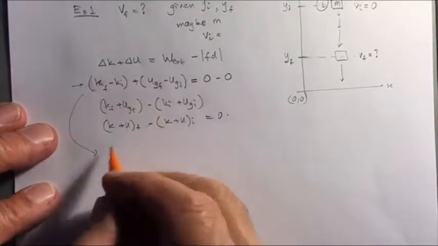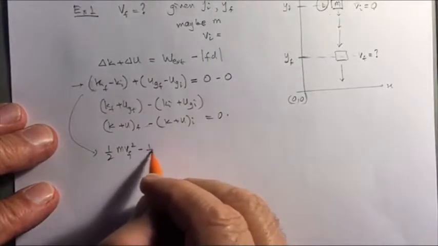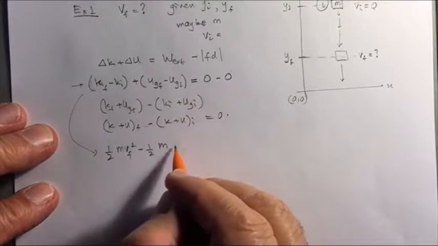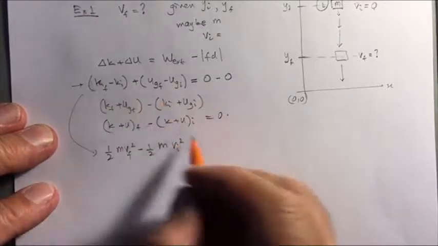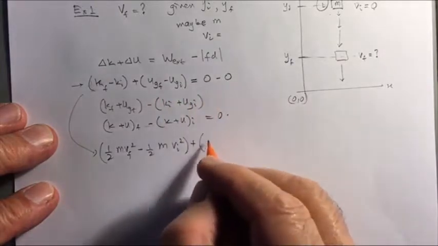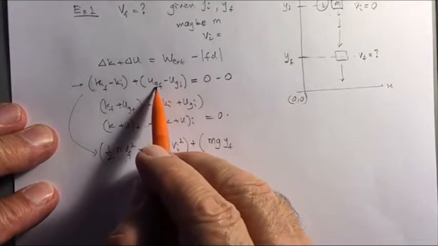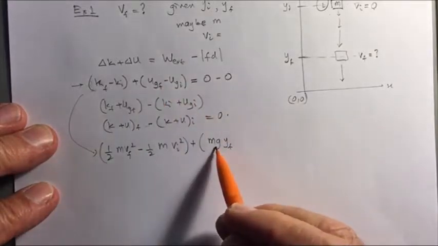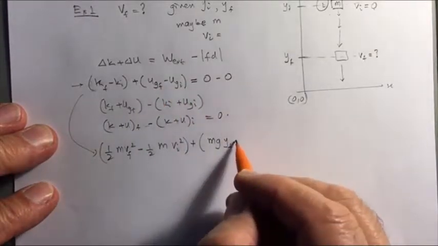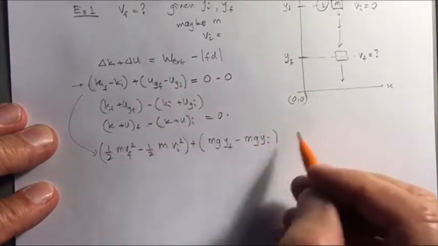So K final is going to be half m V final square. K initial is half m V initial square, plus UG final is going to be mg Y final. So the gravitational potential energy is mgh, and here it's Y final, and mg Y initial for the initial value, equals 0.